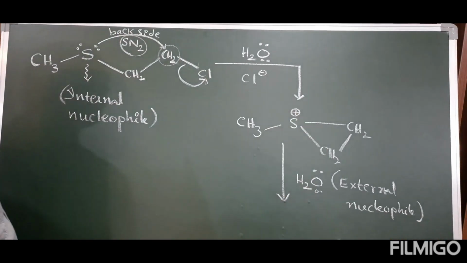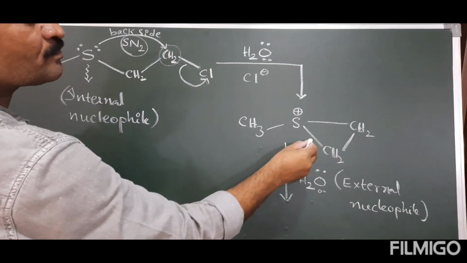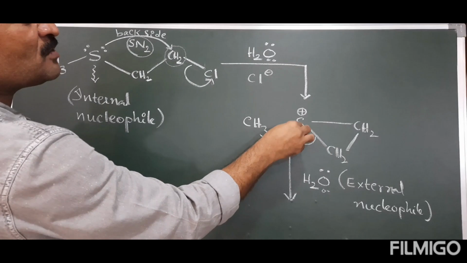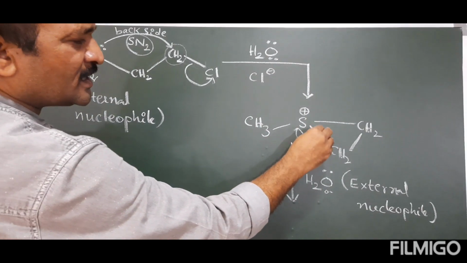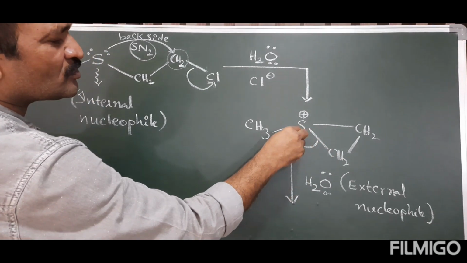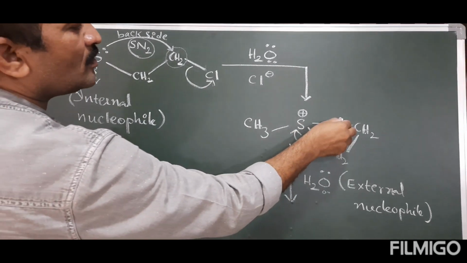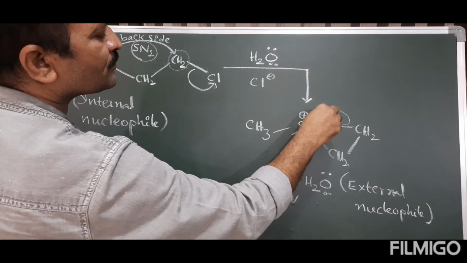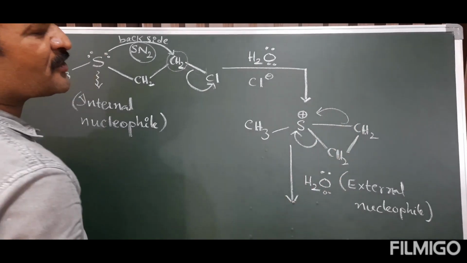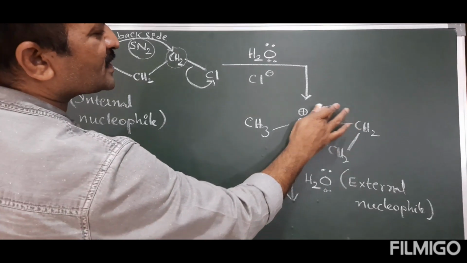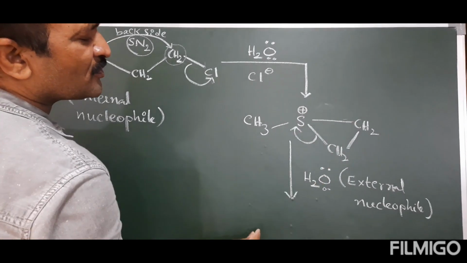So it attacks. For attacking this one, this electron density, the sigma bonded density, shifts to the sulfur. This sigma bonded density shifts to the more positive sulfur, from this side or from this side, no issue. As a result, either this carbon or this carbon gets the positive charge. For convenience, I am taking this carbon as having the positive charge.